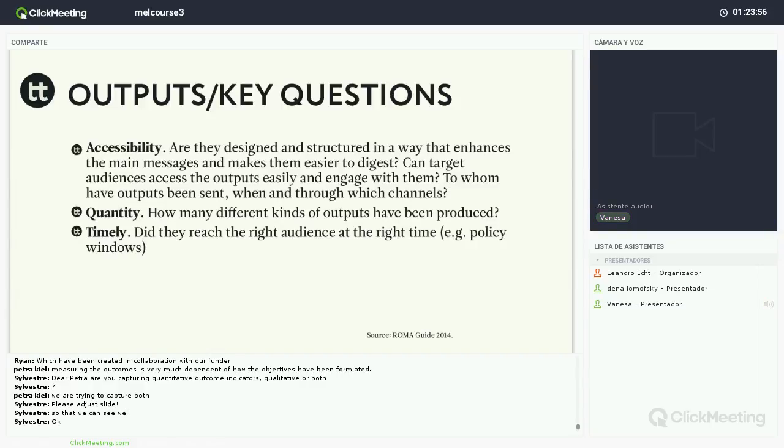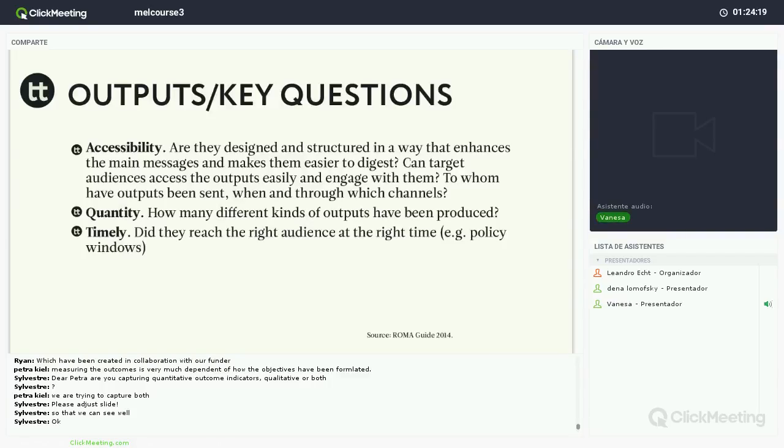Questions can be around access. I mean, we might have produced a good report. We might have created a microsite with very relevant evidence on a policy issue, but these reports or websites need to be designed in a way that the clear messages are very well detected and people can digest them.